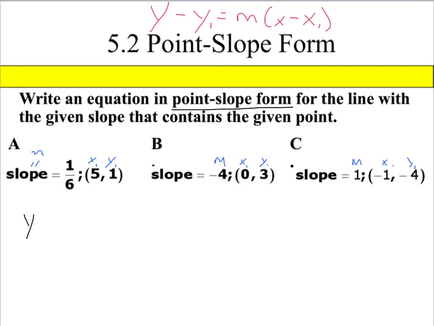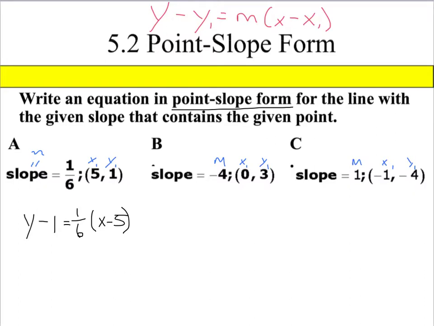So I'm just going to plug in y minus what's my y1? It is equal to 1. Plug in my slope, which is 1/6, times x minus 5. Done with the first one. That's all I have to do. I don't have to simplify it anymore. Okay, moving on to letter B.